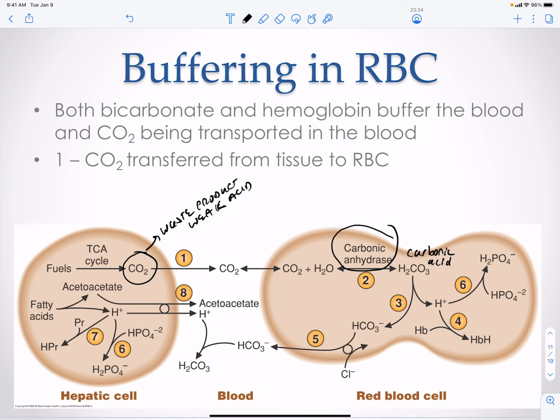This will dissociate into bicarbonate and a hydrogen ion. The hydrogen ions are going to be buffered in the red blood cell by hemoglobin, or by our phosphates. Phosphates are another important buffering system. Then your bicarb is going to be exchanged 1-for-1 with chloride in your red blood cell. It'll be released into the blood where it will bind to a hydrogen, and it will be transmitted through the blood as carbonic acid.